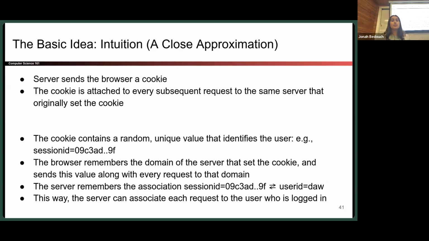The browser is going to remember the domain of the server to send that cookie to, and is going to send that value along with every single request that we make to that domain. And the server is going to remember the association between that session ID and who you are. So there are different things to remember: the browser needs to remember when to send that cookie, and the server needs to remember, when I receive that cookie, who do I associate this person with? So there's infrastructure for that.